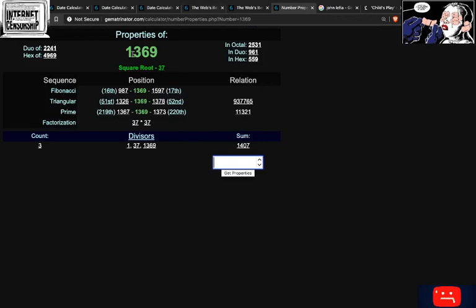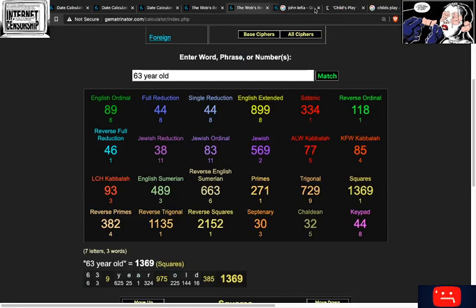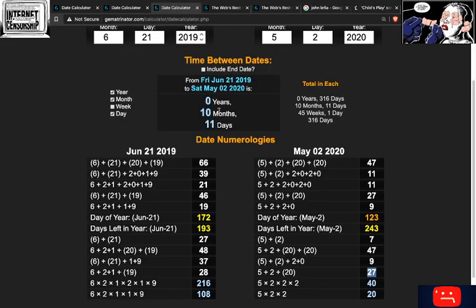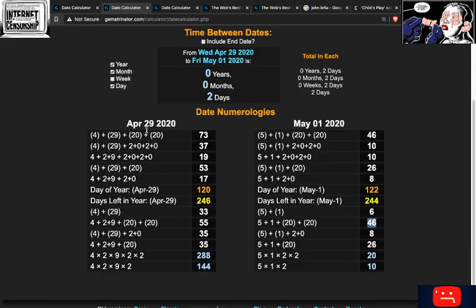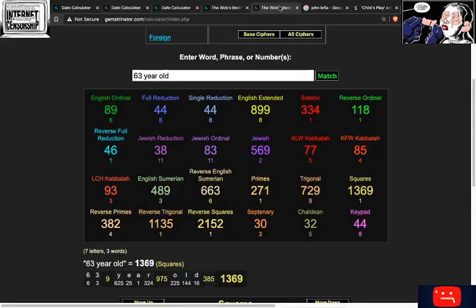And look at this. 1369 has a square root of 37. Where did we see 37? I think his date of death has the 37. Hold on. It does. April 29th, 4 plus 29 plus 2 plus 0 plus 2 plus 0, 37. All right. So, I don't know, man.